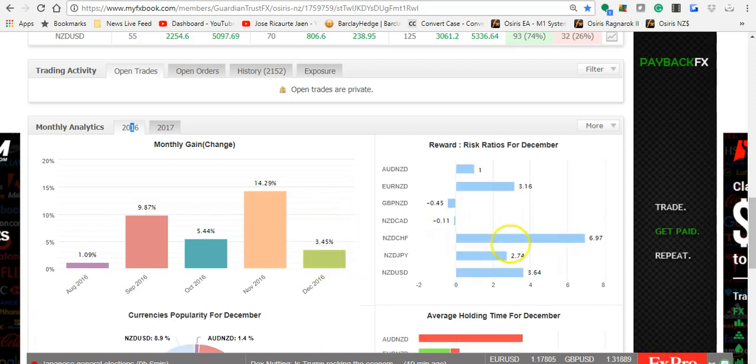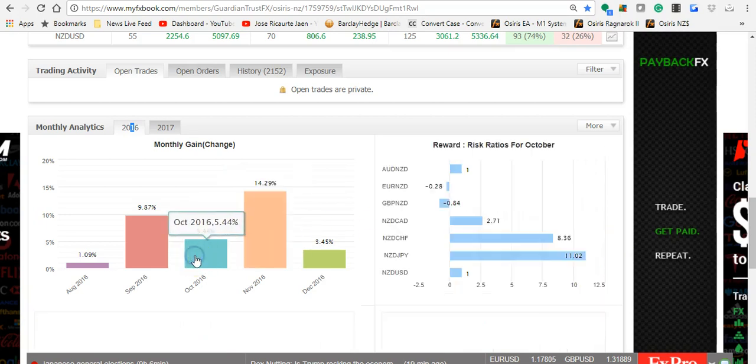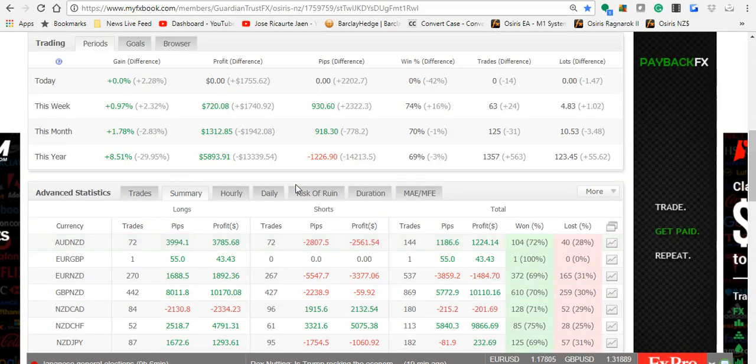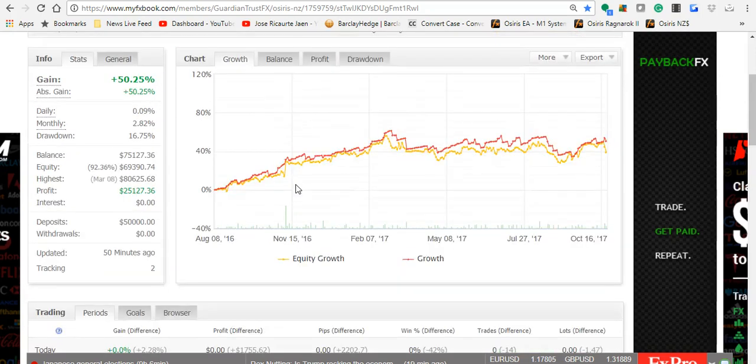Let's take a look here a little bit more. 697, 705, very strong. Look at this one. Cross New Zealand dollar versus Japanese yen, 1102. Wow, that's a very powerful risk reward. And so far that has been making this trading model, risk model, very successful.